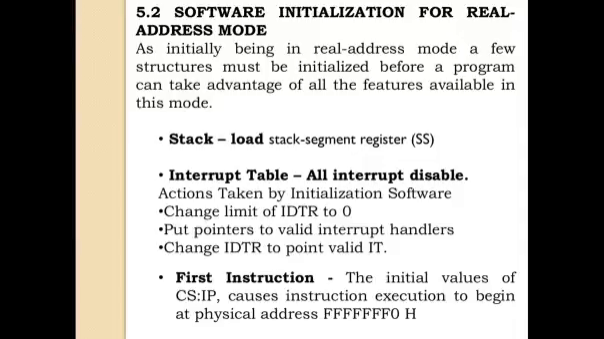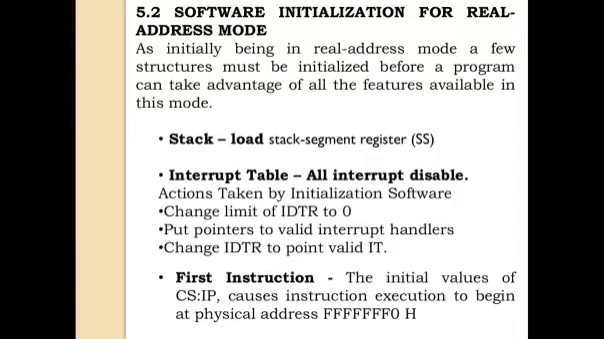The third one is the first instruction. As we are going to reset a processor, which instruction is to be executed after reset, that we have to decide. That is the first instruction. So after reset, we have 32 address lines. Out of that, address lines 20 to 31 are automatically asserted for instruction fetches. This fact, together with the initial value of CS:IP, the code segment and instruction pointer, causes instruction execution to begin at the physical address mentioned in the slide, FFFFF0H.